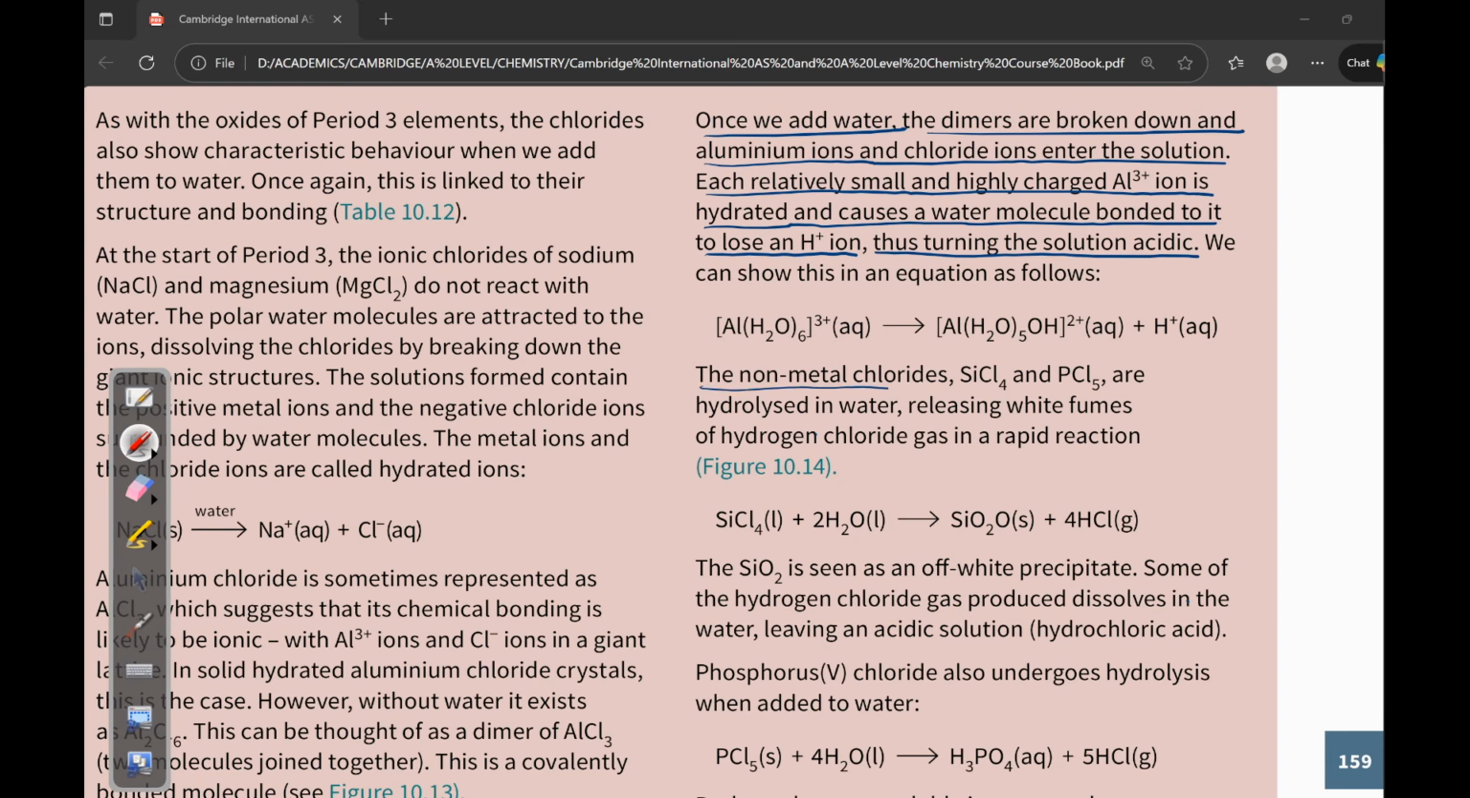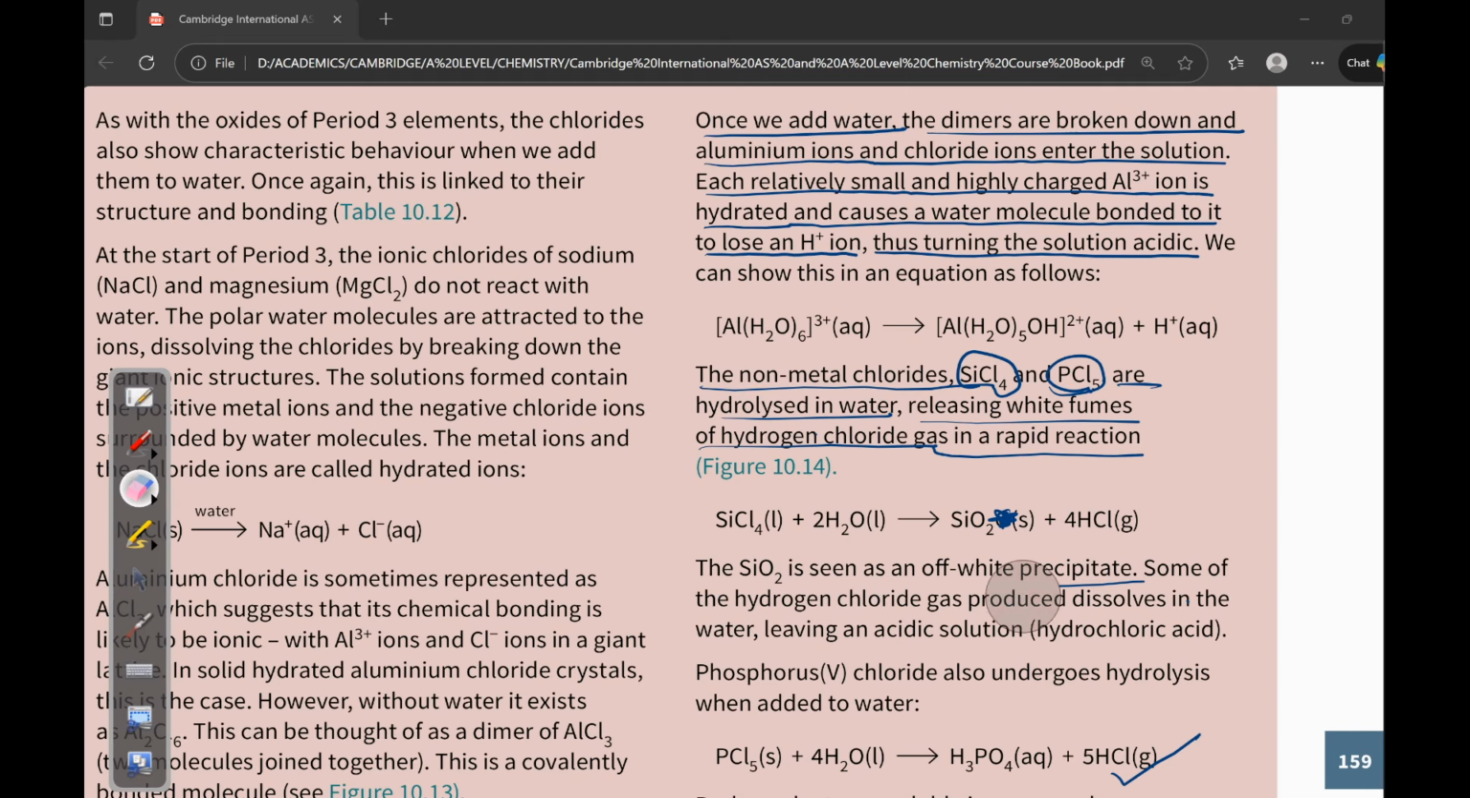Okay. Then the non-metal chlorides, silicon tetrachloride and phosphorus trichloride, are hydrolyzed in water, releasing white fumes of hydrogen chloride in a rapid reaction. You see, because this one was wrong. Silicon tetrachloride, that one is a white precipitate. It doesn't dissolve in water. Now, phosphorus pentachloride, this is what I gave you. The white fumes, you have seen them.